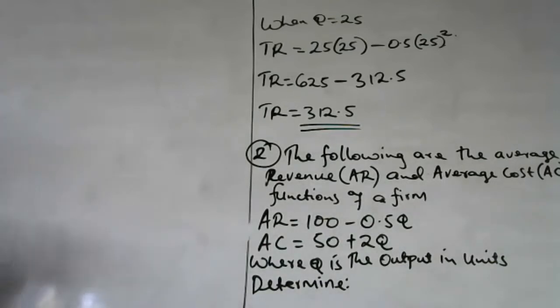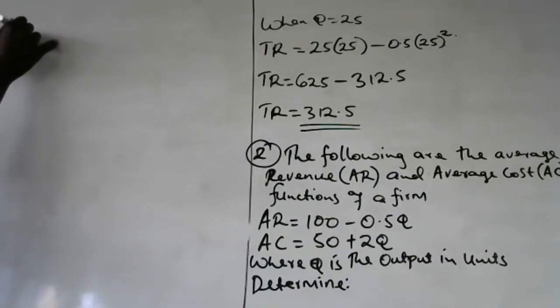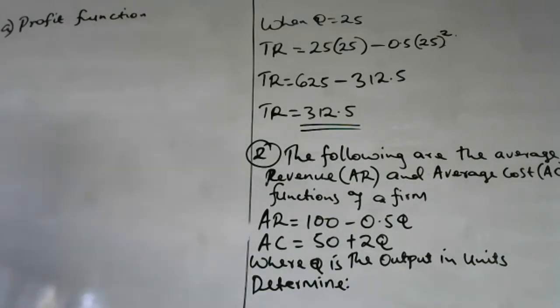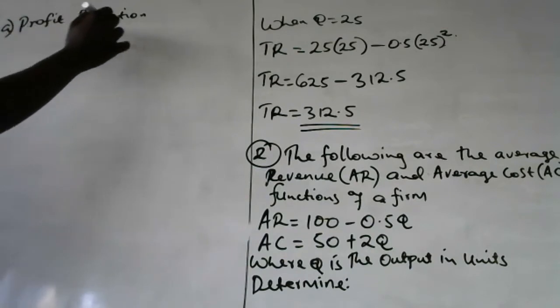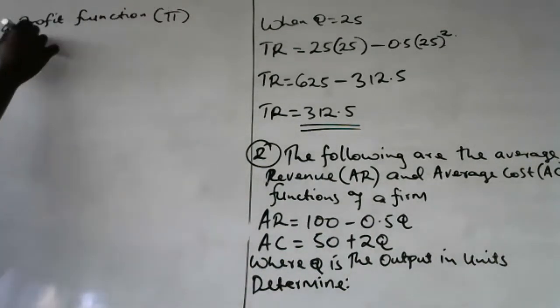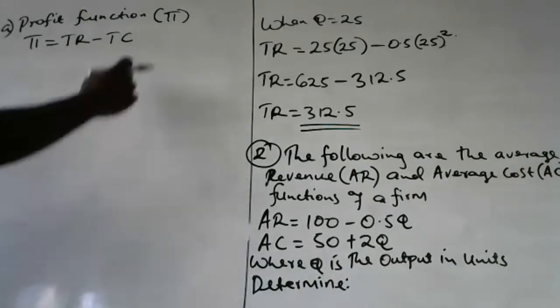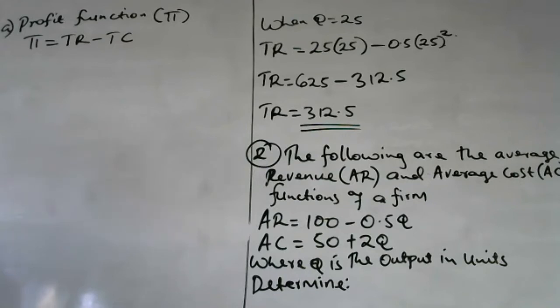So the first thing that you're supposed to determine is the profit function. At this juncture, I don't think there is anybody who can confuse you that the profit function is obtained by any other way. The profit function, pi, is given by total revenue minus total cost, and it has never changed. If you subtract total cost from total revenue, whatever you get there is the profit function.